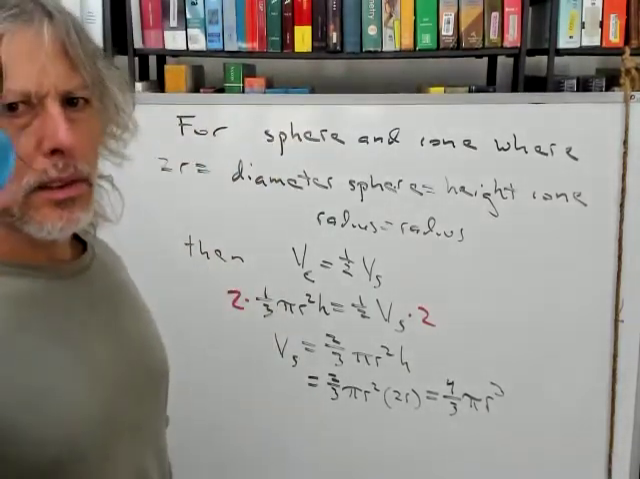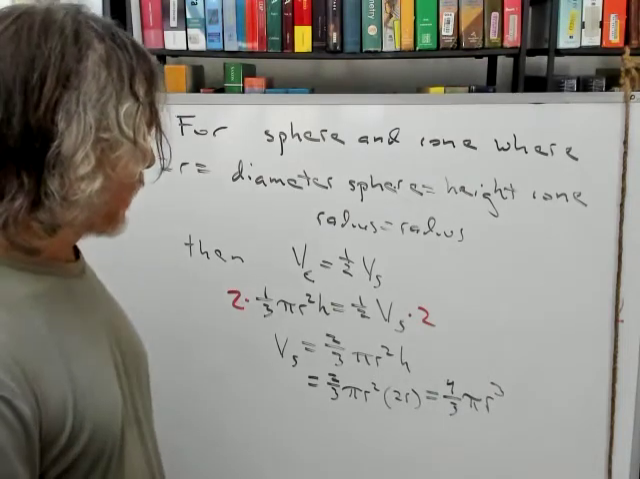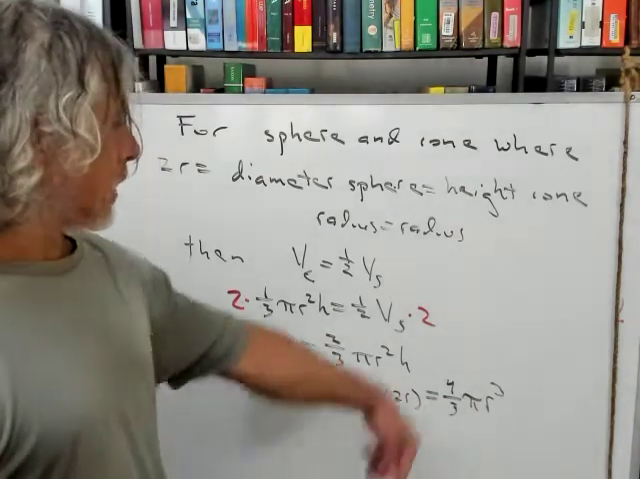If not, all good. You see what it is. But there's the derivation. 4/3 pi r cubed because of that.